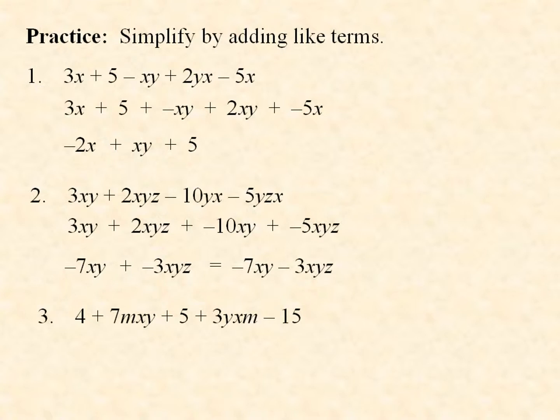Another example, 4 plus 7mxy plus 5 plus 3yxm minus 15. Again, we will put the variables of each term in alphabetical order, and we will write it as a sum. That gives us 4 plus 7mxy plus 5 plus 3mxy plus negative 15.